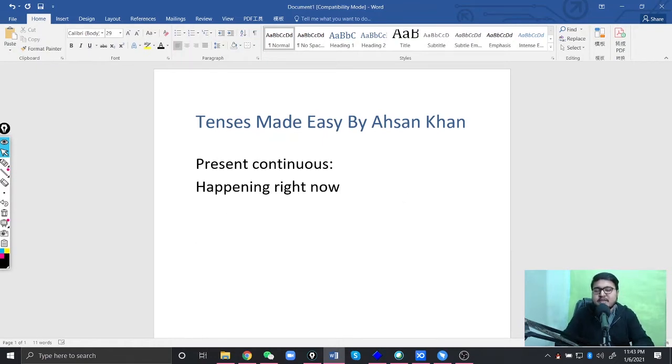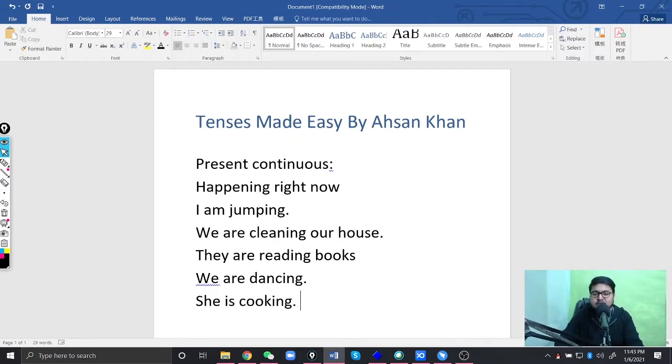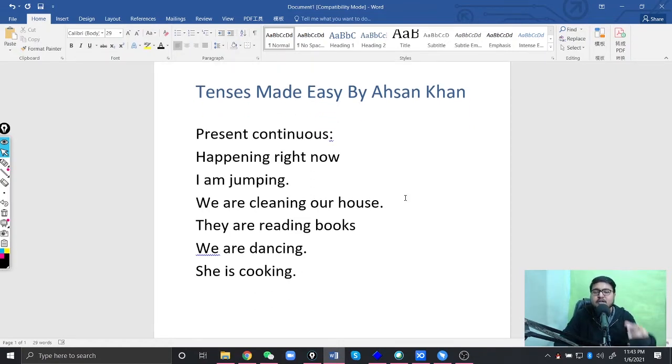Now let's try to make some sentences. I am jumping. Let's say this is what I'm doing right now. We are cleaning our house. They are reading books. We are dancing. She is cooking. Okay? So these sort of sentences, something that we are doing right now, we use that in present continuous. Now let's come to our formula, how to make these sentences.